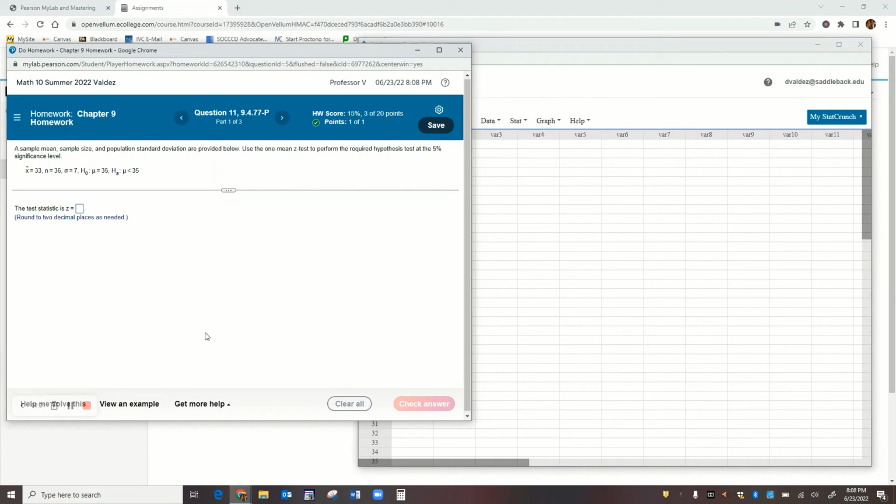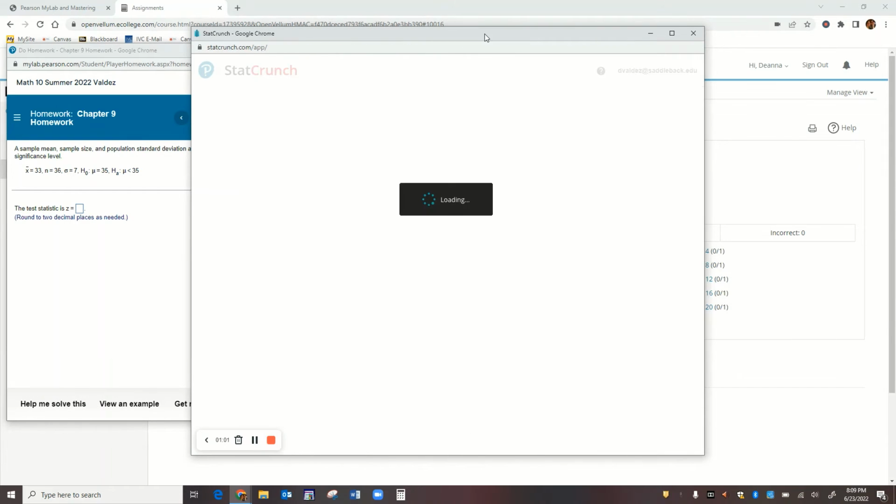First one, a sample mean, sample size, and population standard deviation are provided below. Use the one mean z-test to perform the required hypothesis test at the 5% significance level. So they give us x bar, that's the sample mean, n, that's the sample size, sigma, that's the population standard deviation. That's important that they gave that to us. And then null hypothesis mu equals 35, alternative mu is less than 35. So first thing, right off the bat, they want the test statistic. You could do it by hand, but let's use StatCrunch.